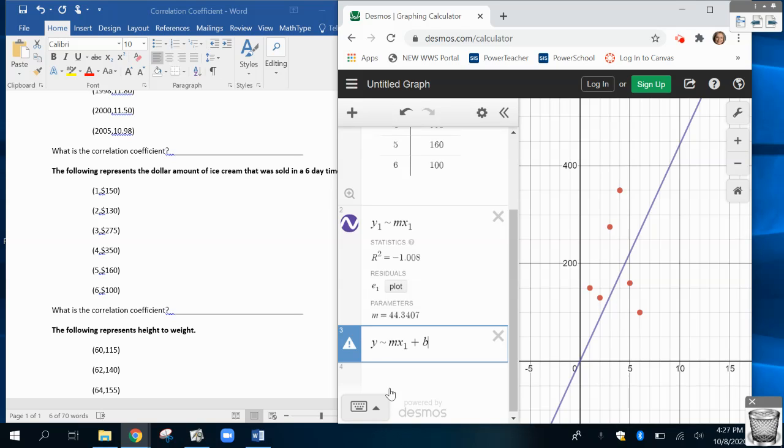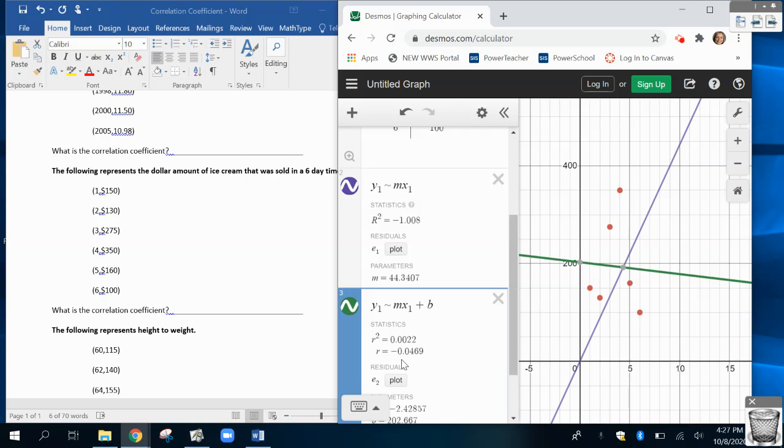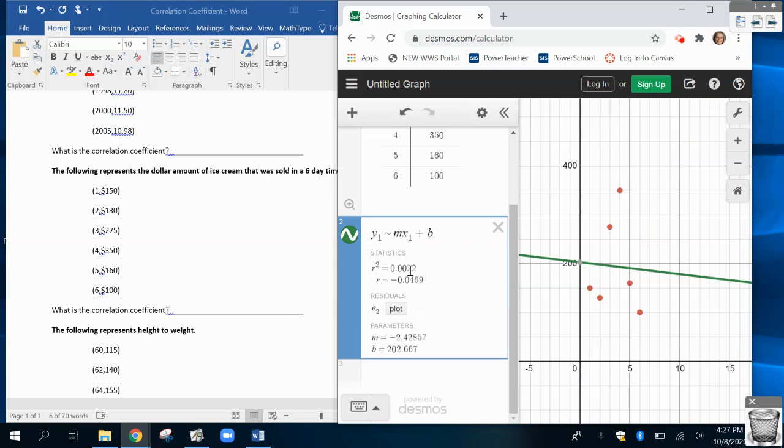When we look at this, our R value is negative 0.0469. That is nowhere near negative 1 or 1, right? That's very close to 0. So no correlation, which is what we expected to happen.